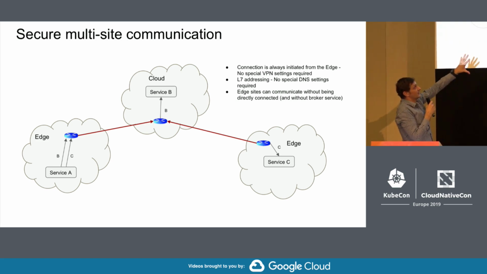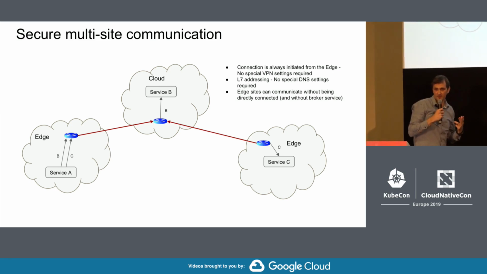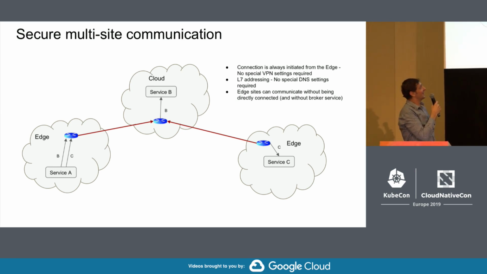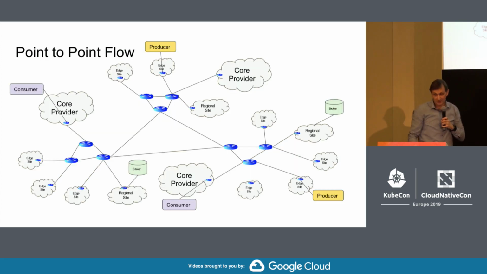With this kind of architecture, we solve two problems. First, there's no need for a VPN. And the second is that all addressing is done purely in the L7 address space, so there's no need for any kind of DNS resolution in the process. I'll just go quickly because I'm using a lot of time.